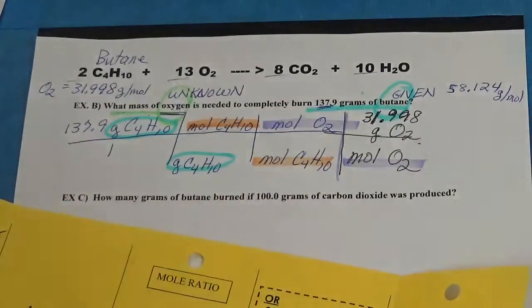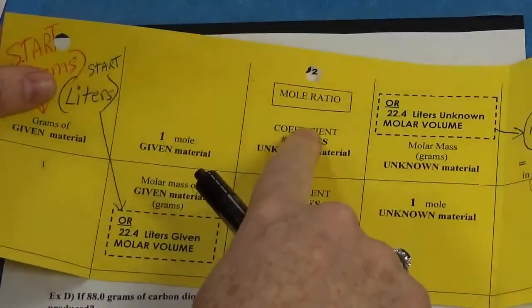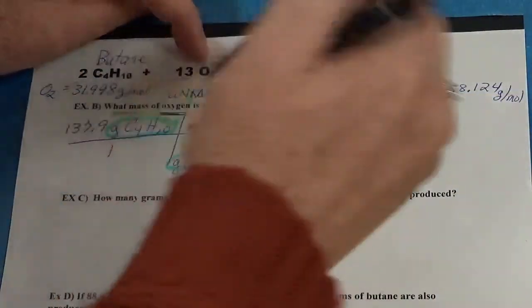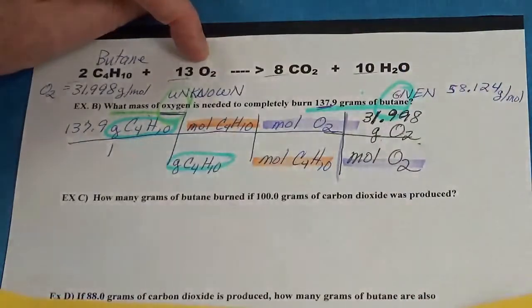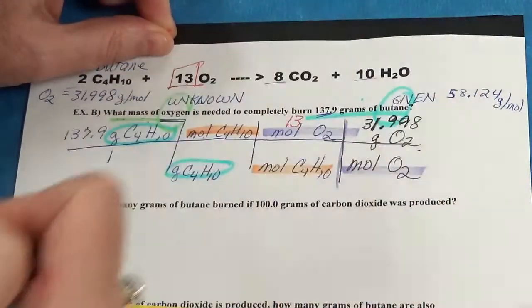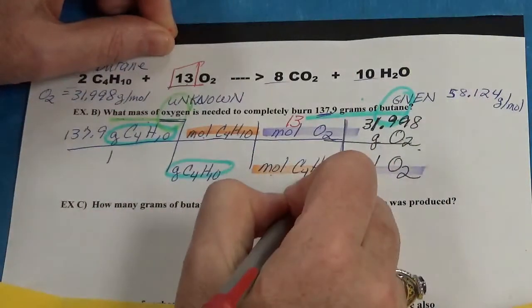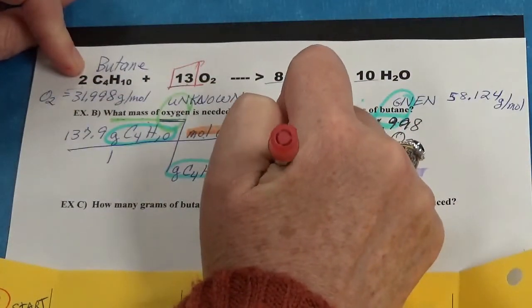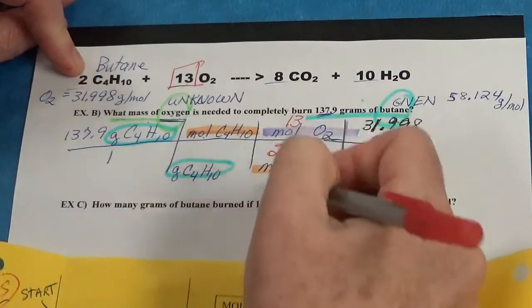Let's do that. Now remember, mole ratio comes from the coefficients. So if we go from oxygen, the coefficient is 13. Okay. 13 from the equation, that's where 13 is coming from. Moles of butane, notice the coefficient is 2. Now these cannot be reduced.